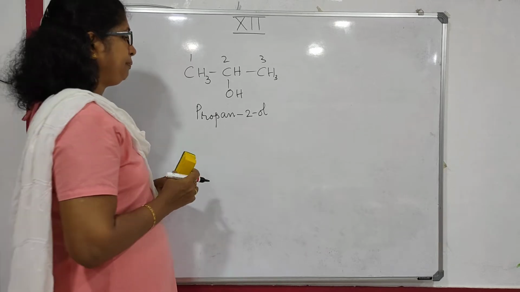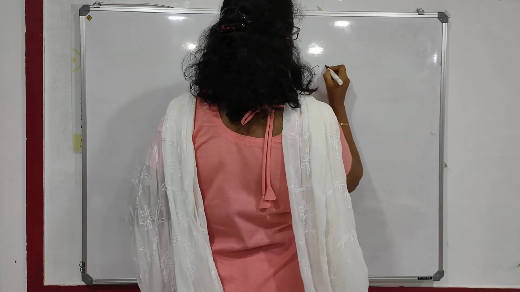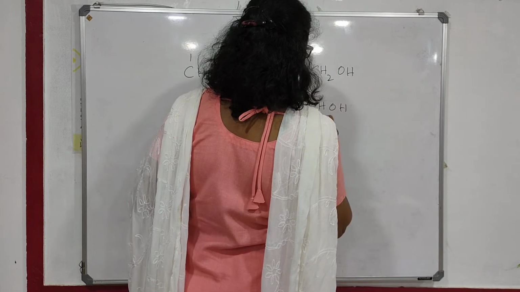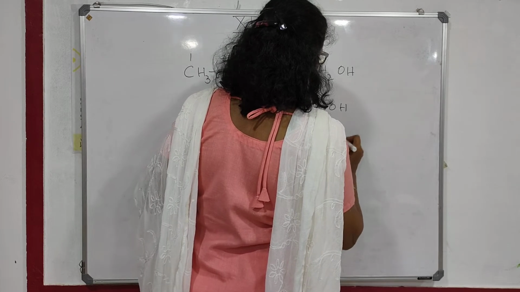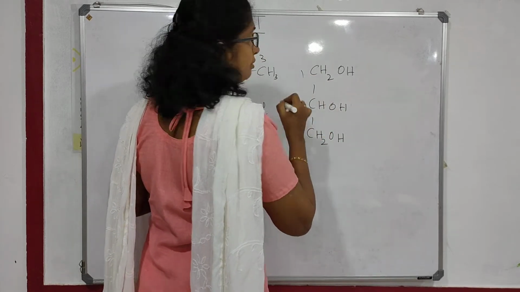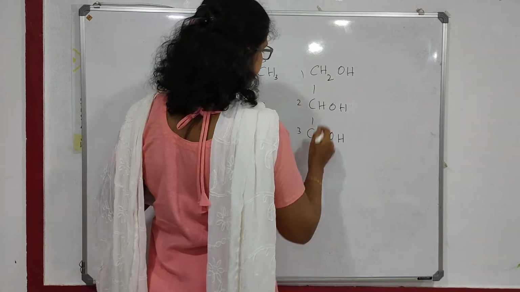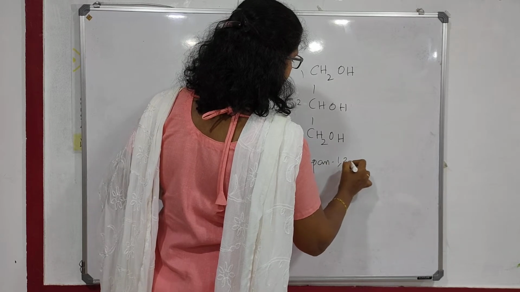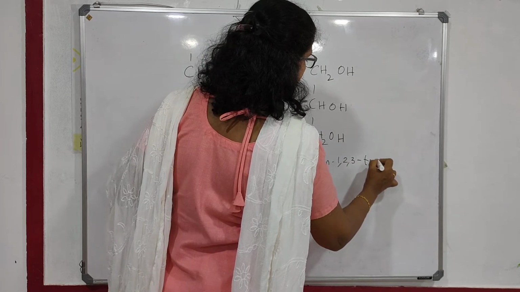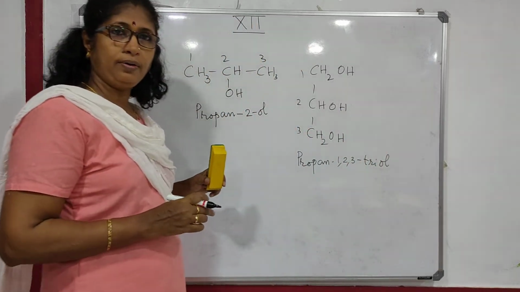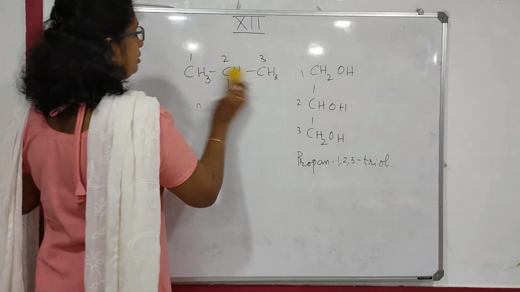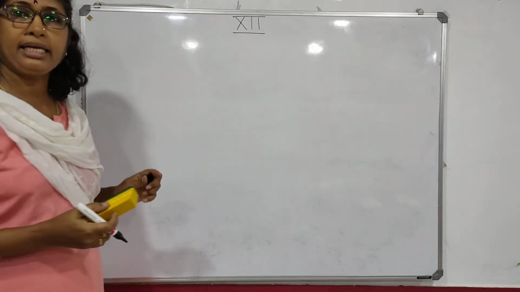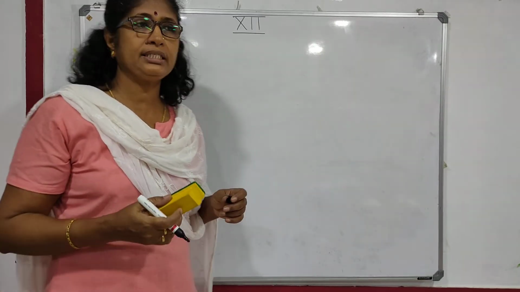Like that you can name CH2OH, CHOH, CH2OH. This is again 1, 2, 3. We number the carbon atoms. Then it is again propan, and 1, 2, 3 triol. So you will have to give the minimum possible number to the carbon atom carrying the functional group. So that is IUPAC nomenclature.